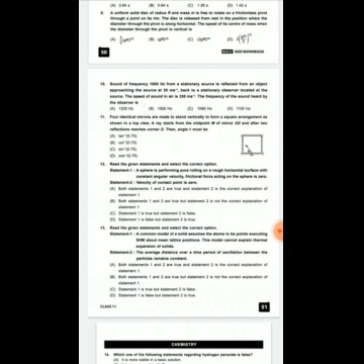Sound of frequency 1000 Hz from a stationary source is reflected from an object approaching the source at 30 meters per second. Back at the stationary observer located at the source, the speed of sound in air is 330 meters per second. The frequency of the sound heard by the observer is?